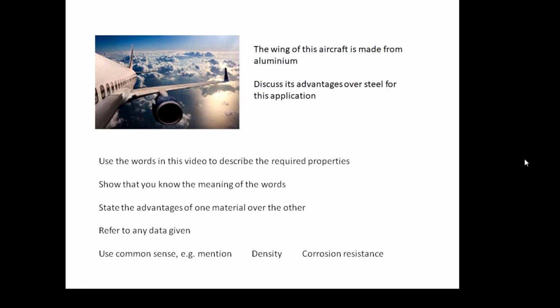Use the words in the video. Use words like stiffness and strength and toughness. Show that you know the meaning of the words. Say what the advantages of one material over the other is. Refer to any data that you are given, and you're allowed to use common sense if you mention things like density and resistance to corrosion. They are relevant.